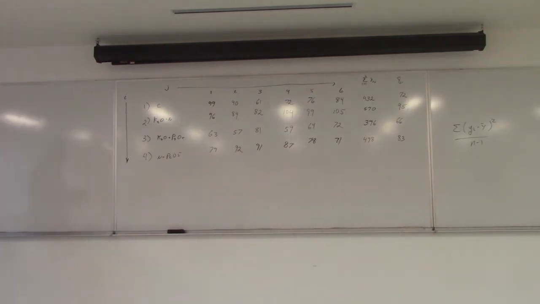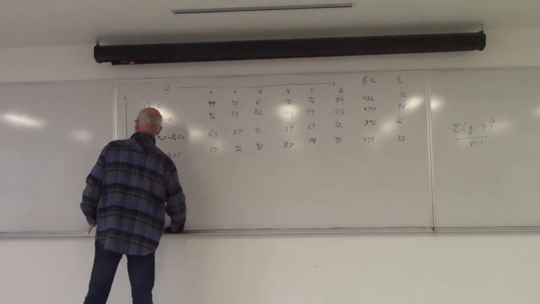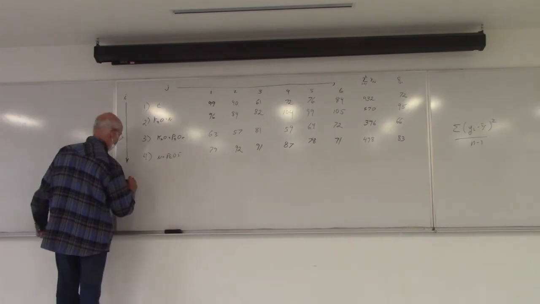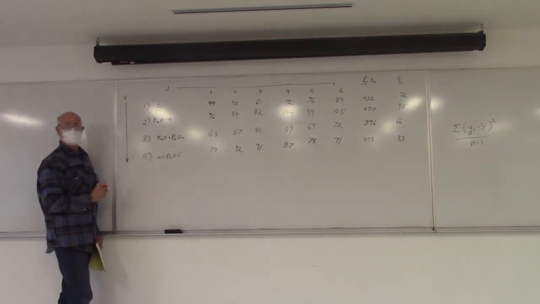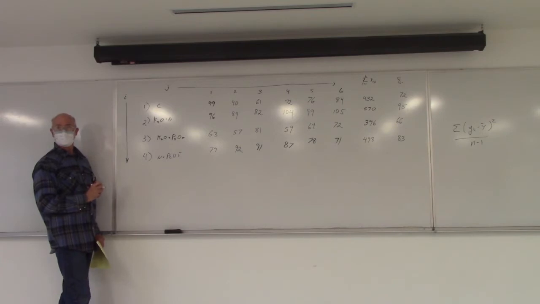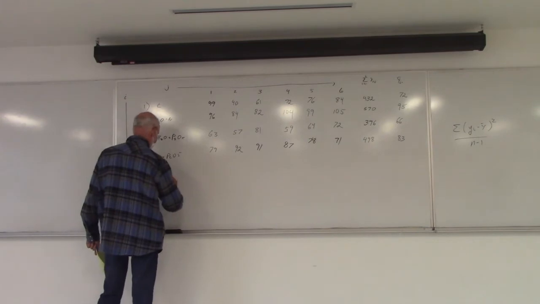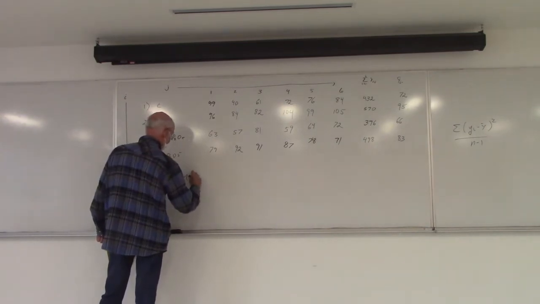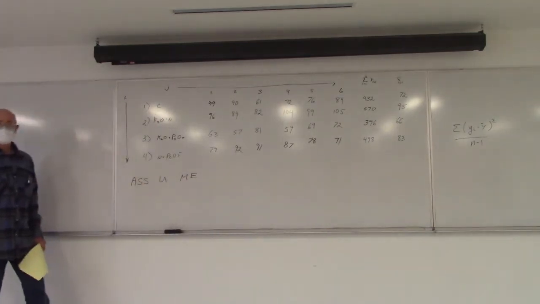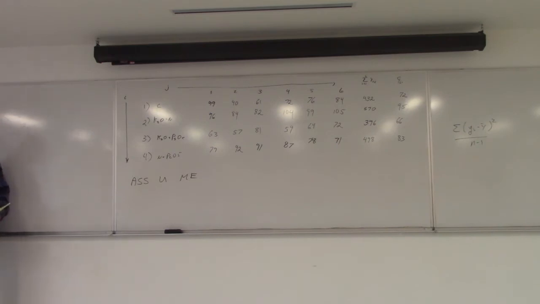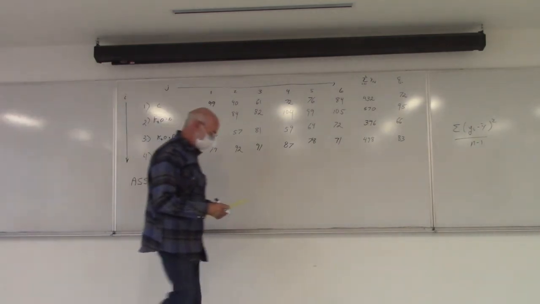Okay? Now, we need to make a couple of assumptions. How do you spell assume? Makes an ass out of you and me. Assume. Okay? We have to make a few of those.